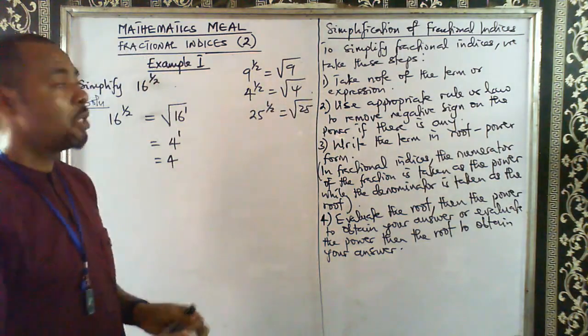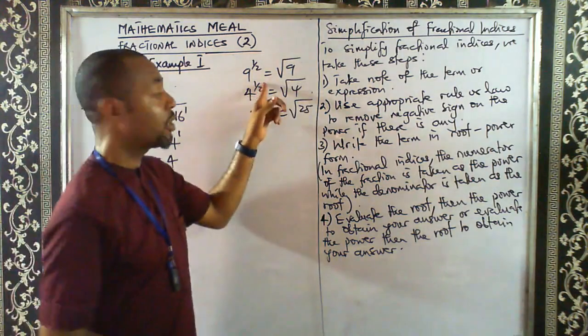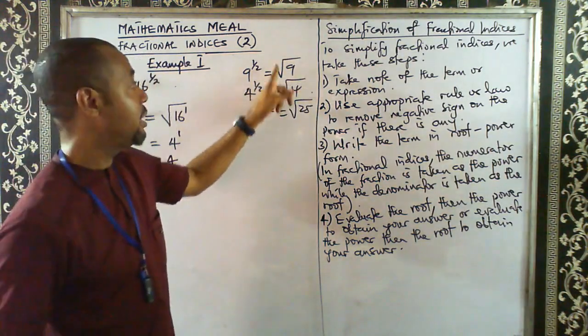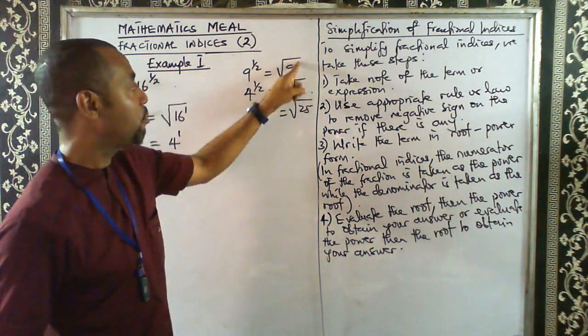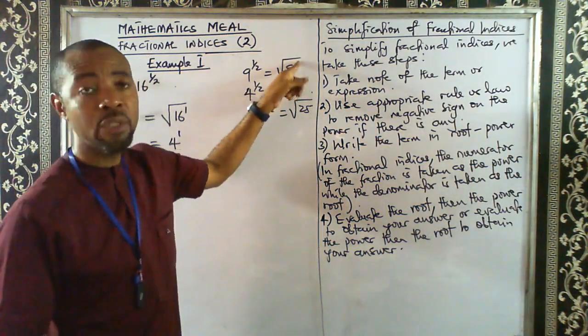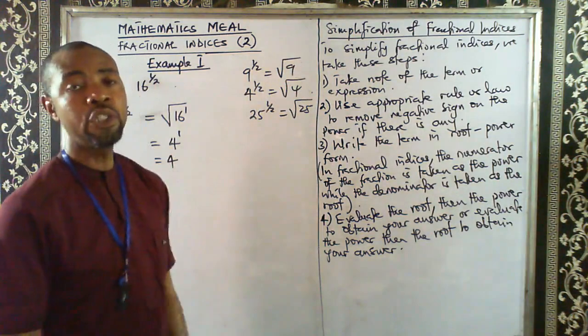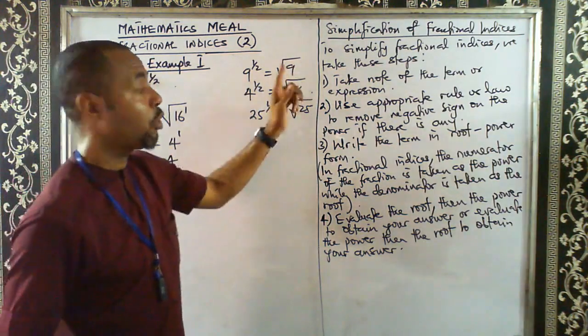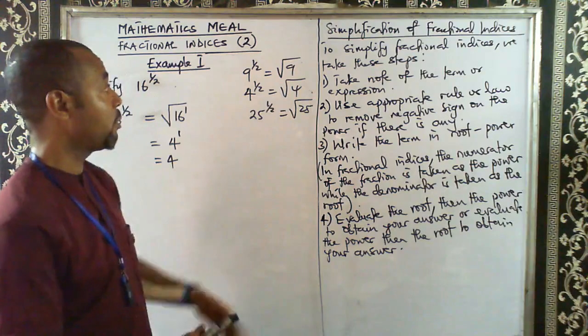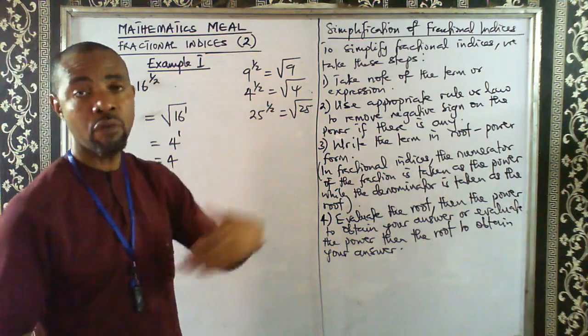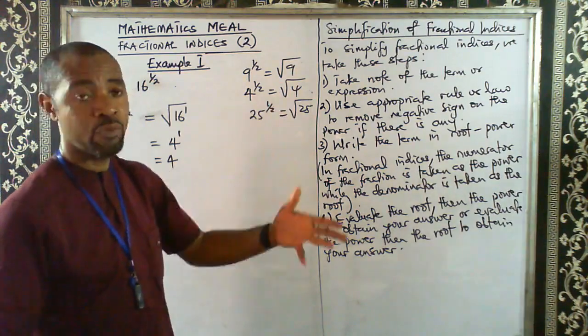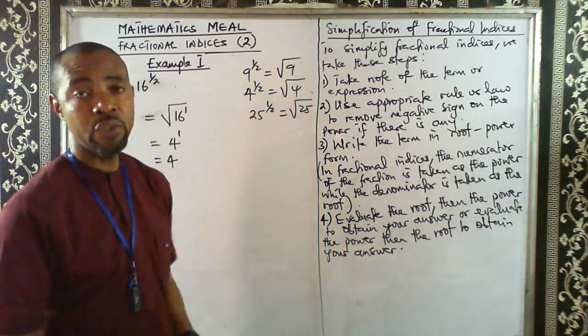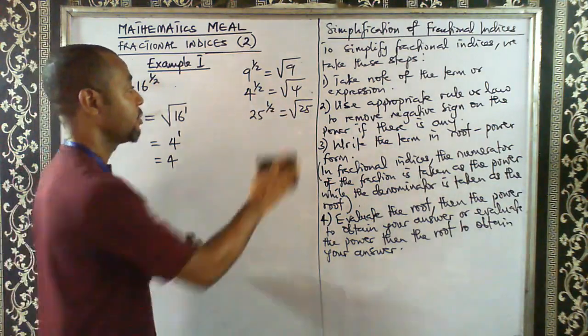25, and so on. So once we have the power to be 1 over 2, then it's just square root. Because if you put 1 here, when you raise a number to power of 1, there will be no change in that number. You will still obtain the same number. 9 raised to power 1 is 9. 4 raised to power 1 is 4. 25 raised to power 1 is also 25.